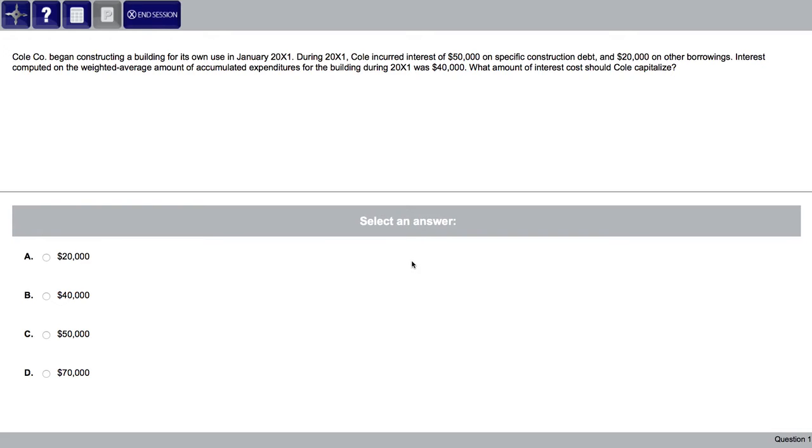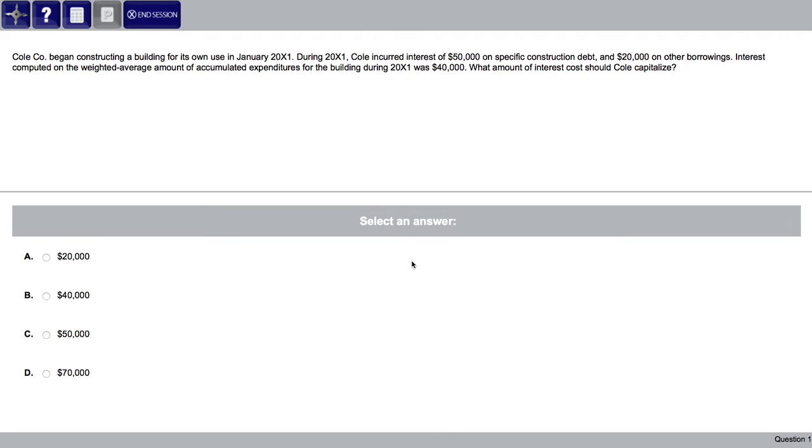Now, why would they give you 40? Well, that is the weighted average amount of the accumulated expenditures for the building, which is also known as the avoidable cost. It's the amount of interest that you could have avoided if you never would have done the project in the first place. And so those are basically your options.